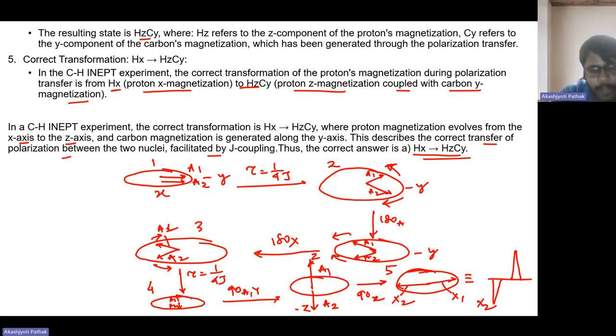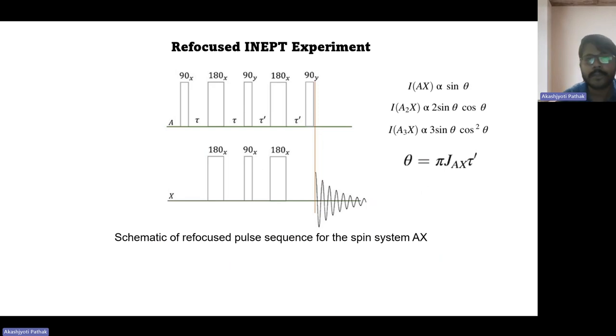Now we will try to understand the concept of the INEPT plus experiment, the refocused INEPT experiment. You might know that the INEPT experiment is associated with some disadvantages. The disadvantages are that the INEPT experiment is associated with multiplet anomalies. You'll get incorrect relative intensities in different spin multiplets, and this is dependent on the strength of the heteronuclear J coupling and the multiplicity of the spin multiplets.